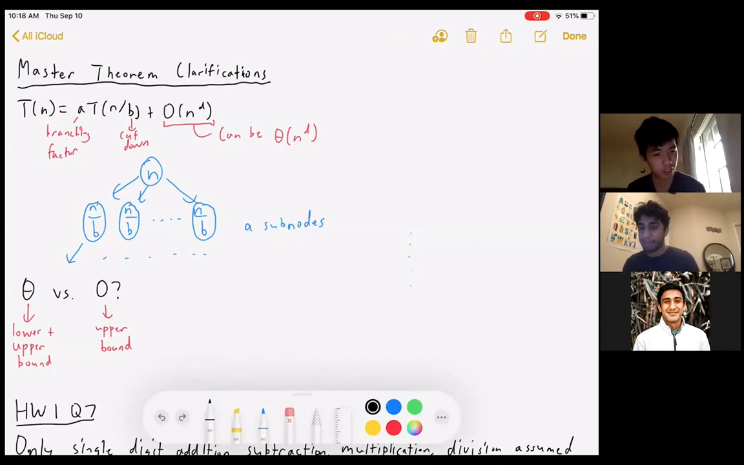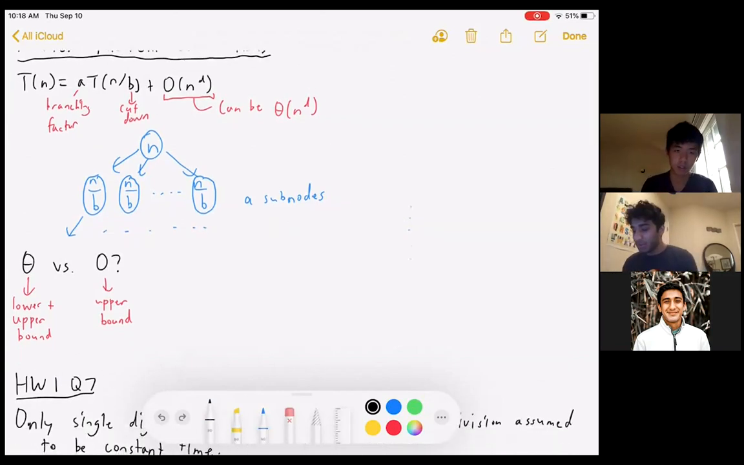I see. Could you clarify what the difference is if we have a theta of n versus an O of n on the very end? Right, yeah, that's a good question. We generally use O of n, but both of them work. Like I said, in this case, O of n to the d is how much work you do at this node and this level.